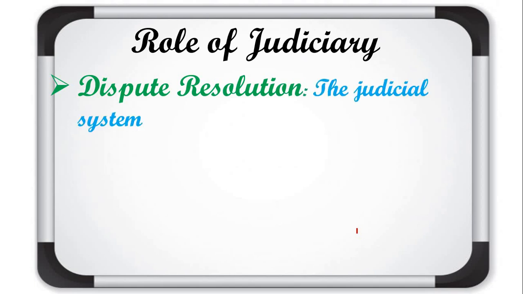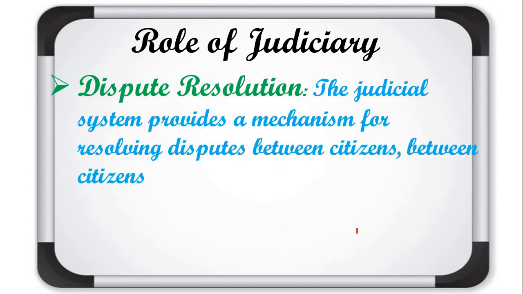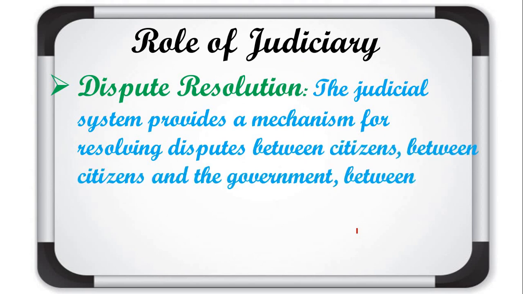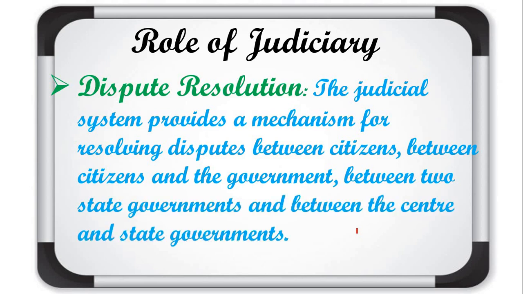Dispute resolution. The first main function, or role, of the judiciary is dispute resolution. The judiciary system provides a mechanism for resolving disputes between citizens and the government, between two state governments, and between the central and state government. As we know, a court needs to make decisions regarding a number of cases. A number of cases are solved by courts, the Supreme Court, the High Court.